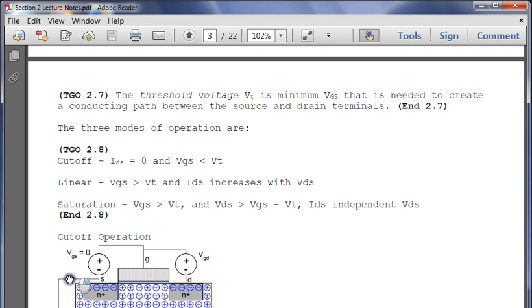So the figure description for a cutoff operation is, this is an N-type transistor, right? So we have N plus, P-type body. In cutoff, we have not reached the threshold voltage. So our electrons stay in the source and drain, and our P-types remain in the P-type body.